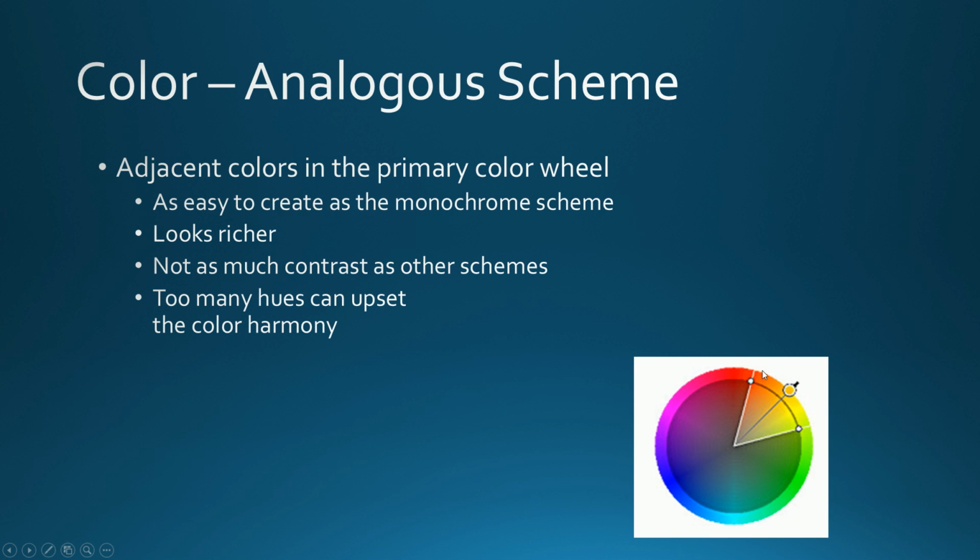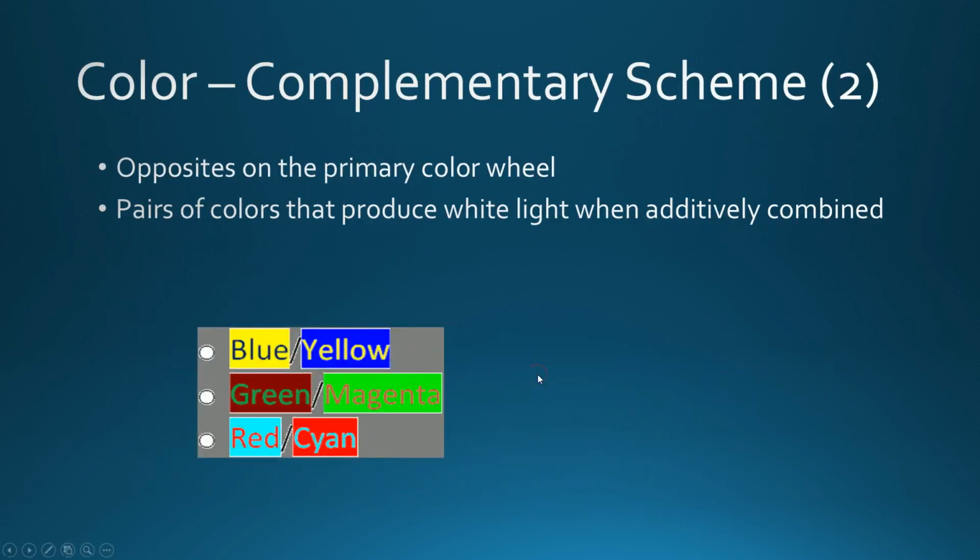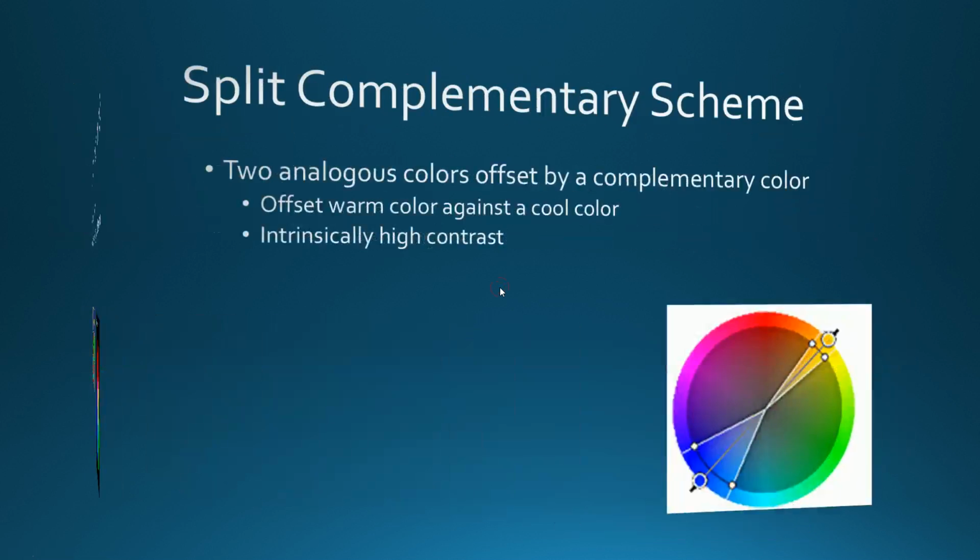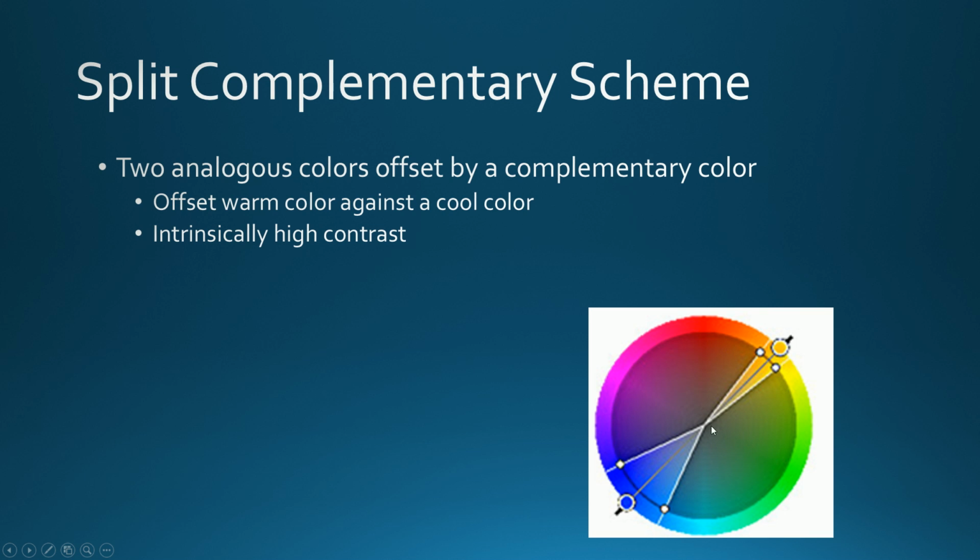On the primary wheel, you can see that this color and this color here are analogous to each other, and there's not as much contrast as other schemes. And so it's kind of nice that, okay, if I pick this color, then this is probably also another good color to use within my application. There's a complementary scheme, so opposite colors on the primary wheel, so additive colors, split complementary. Again, it's just different ways that this color and this color work together.